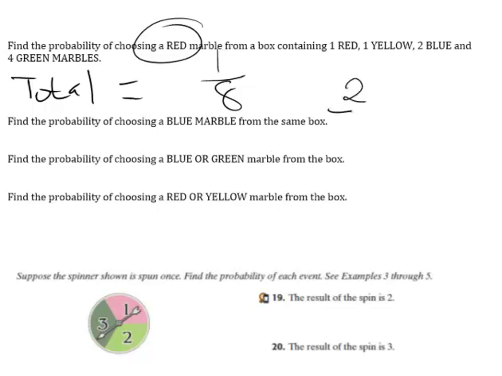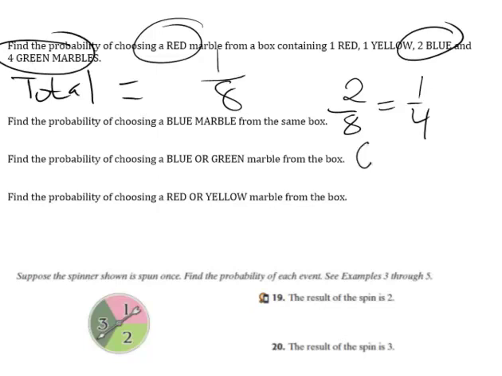The next part says find the probability of choosing a blue marble. Well, there's 2 blue out of the 8. That reduces to 1/4. Now we want blue or green. Well, we have 2 blue, 4 green. That's a total of 6. 6 out of the 8 is 3/4. And then finally it says find the probability of choosing a red or a yellow. There's 1 red, there's 1 yellow, so that's 2 out of the 8, which is also 1/4.